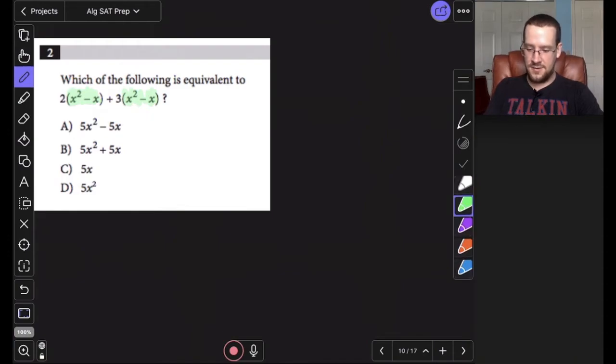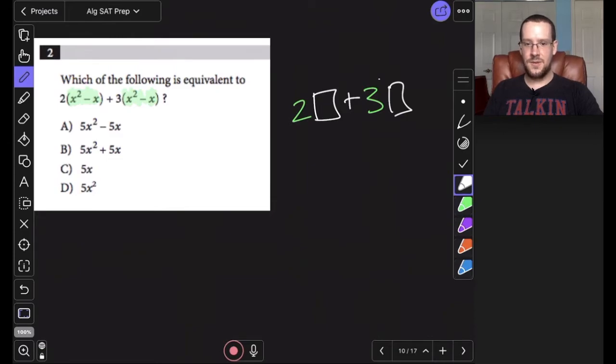I'm going to rewrite this as 2 pieces of junk plus 3 pieces of junk, right? Is the junk the same? X squared minus x? Yep. X squared minus x?